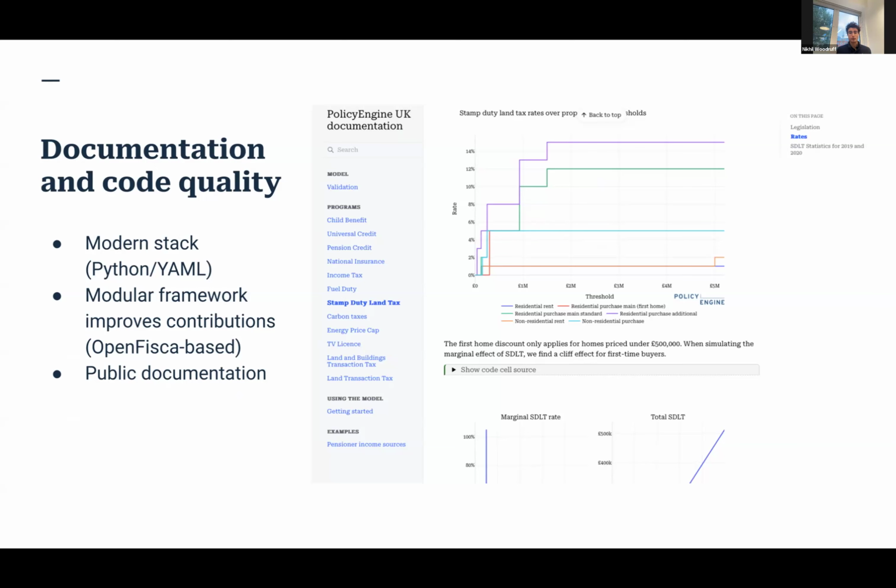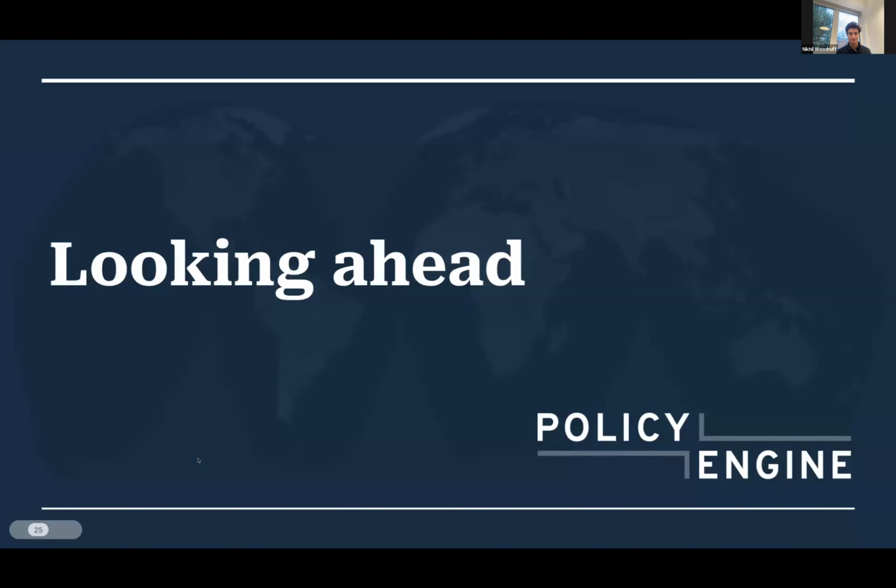Basically, for each program that we model, we have some documentation about our implementation, our assumptions, what we find out from the policy by implementing it, things like that. And then next slide, please, Max. I'll pass over to Max for looking ahead.